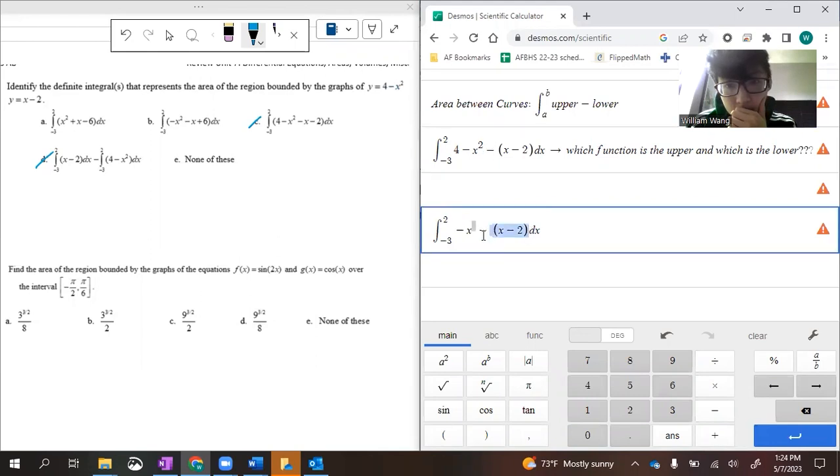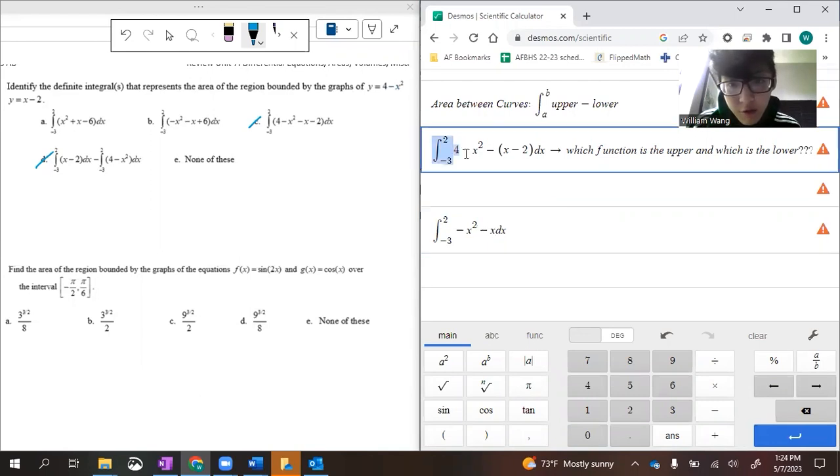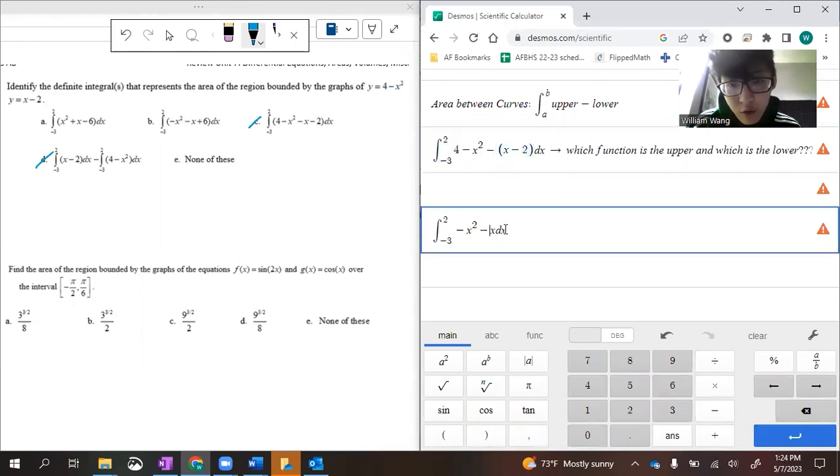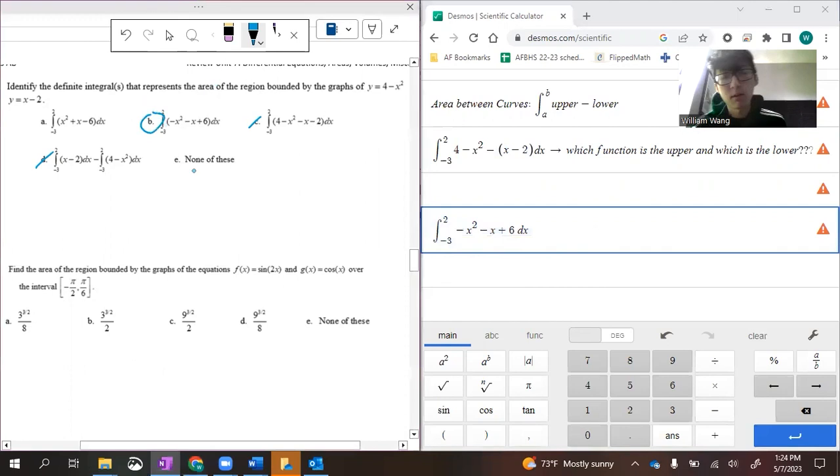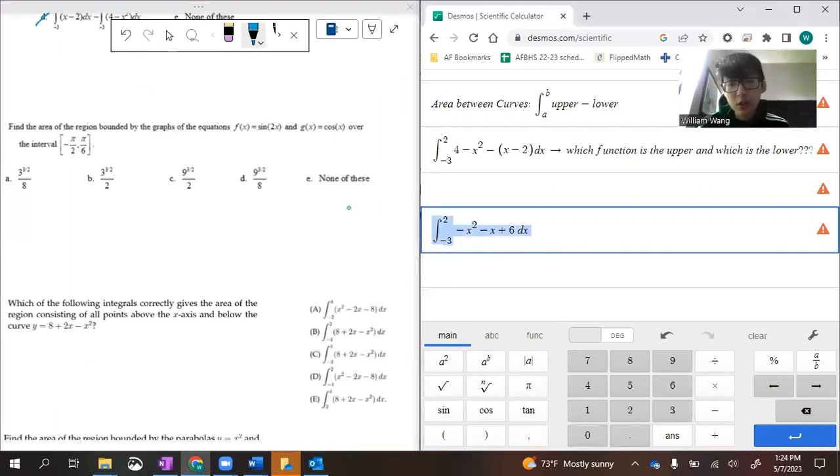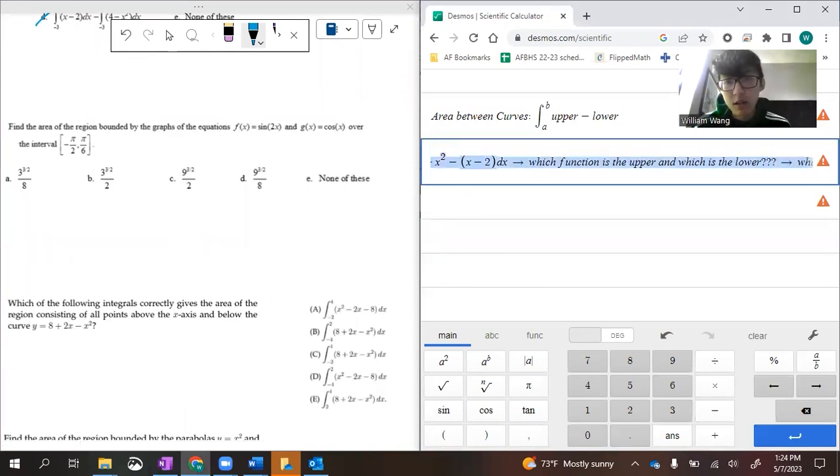Then minus x, then 4 minus -2, so it's actually 4 plus 2, so it's plus 6. So it should be this equation that looks like it's going to be answer choice B. Matches up exactly with B. All right, you would do the same process for the rest of these. Let's go on to the next problem.